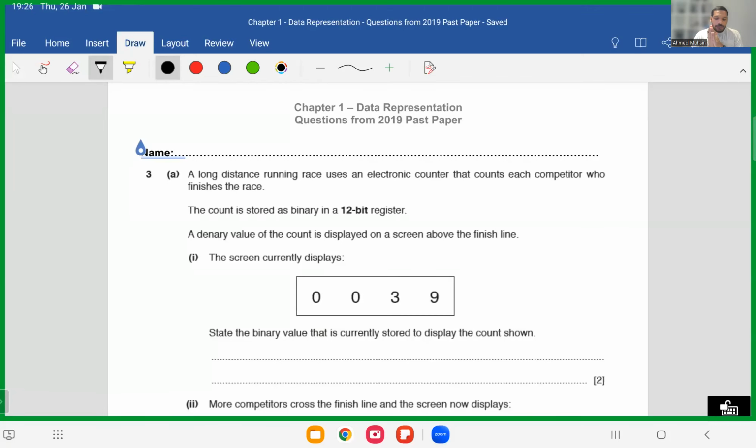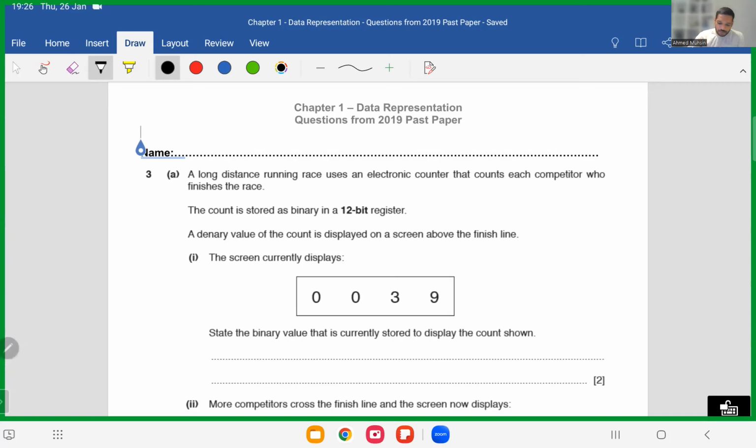Okay, so let's start doing a few past paper questions that are related to what we have learned so far. So far we have learned about converting decimal numbers into binary and binary numbers into decimal. And we also learned how the computer works structure, the IPO cycle. Okay, so over here I have collected some questions from the 2019 past papers.